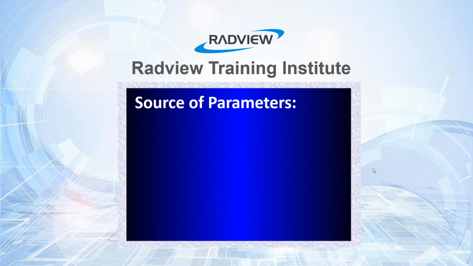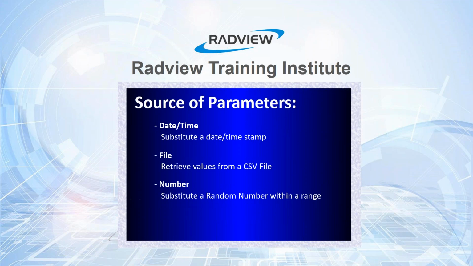Okay, and the source of your parameters, they can come from several different places. The first one is our date and time stamp. So if you need to change a date and time stamp inside the application, you can do that. We can set that up so that they're parameterized. You get a different date for each time you run it. We use files. So if you have a file with data in it that you want to use inside of your script, a lot of times this is where the user IDs and passwords come from, and our example today will show you that. We use a CSV file.